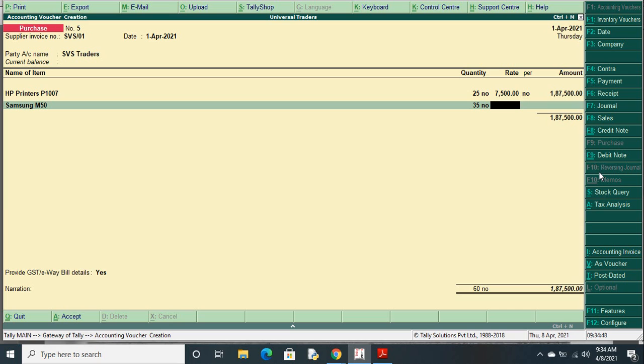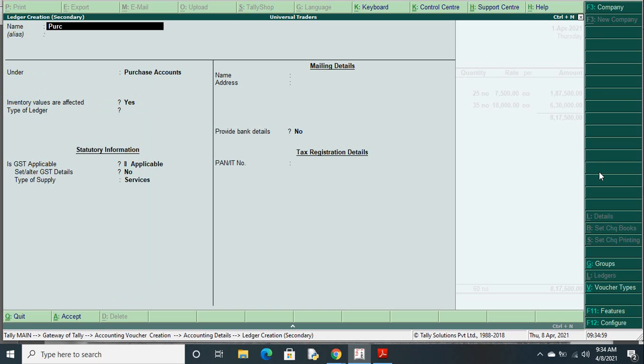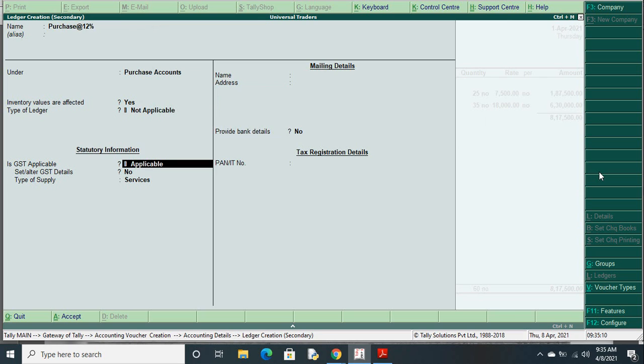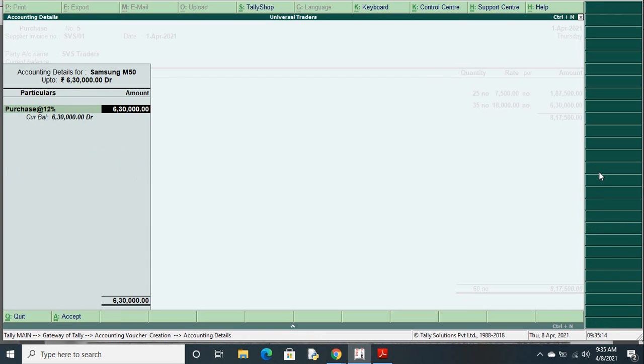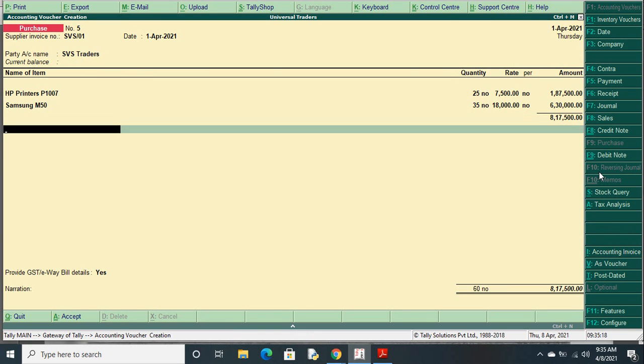35 mobile phones. Each phone cost is 18,000. So here, particulars, Alt C, purchase at the rate 12%. Why? Because they are purchasing two different items with two different rates. Applicable, it is goods, purchase at the rate 12%. Now here also you have to create separate ledgers.